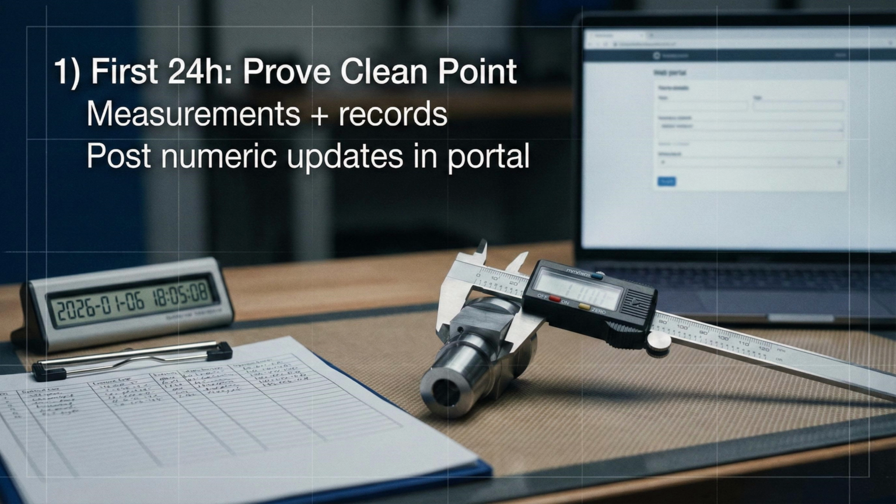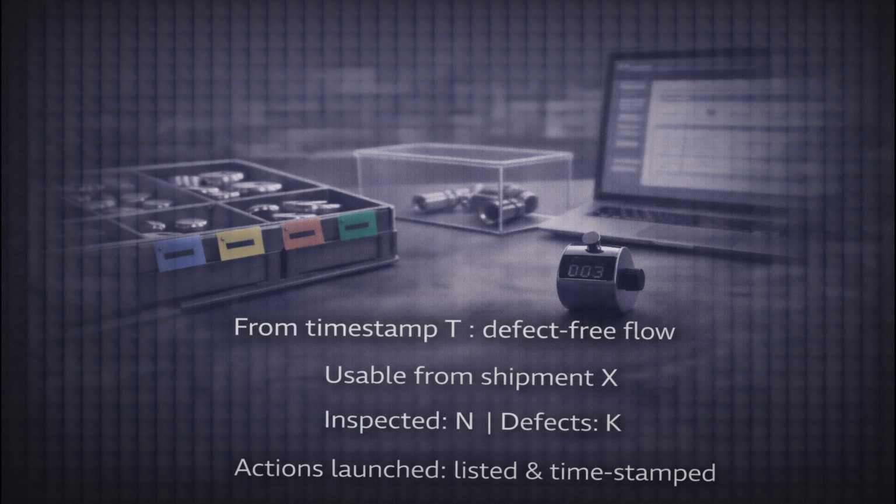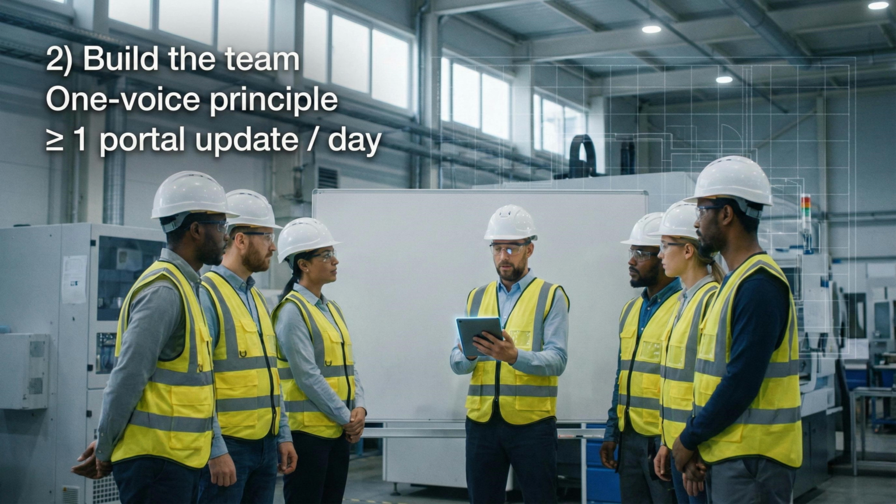1. Within the first 24 hours, prove the clean point with measurements and records. Share numeric updates through the portal. From this timestamp onward, we have defect-free flow. Products are usable, starting with shipment X. We inspected N parts, found K defects, and launched these actions. 2. Build your team. With the one-voice principle, post at least one portal update per day.